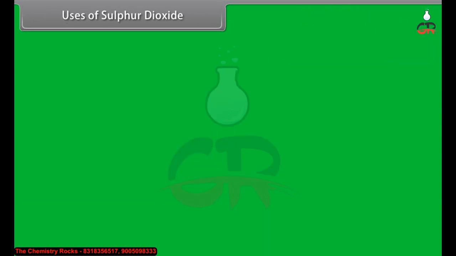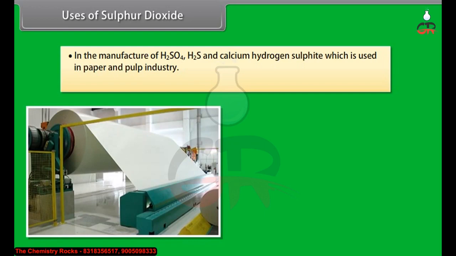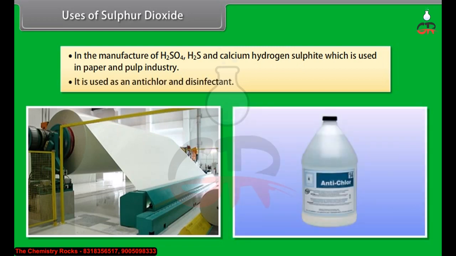Uses of sulphur dioxide. The important uses of sulphur dioxide are the following. In the manufacture of H2SO4, H2S and calcium hydrogen sulfite, which is used in the paper and pulp industry. It is used as an anti-chlor and disinfectant.